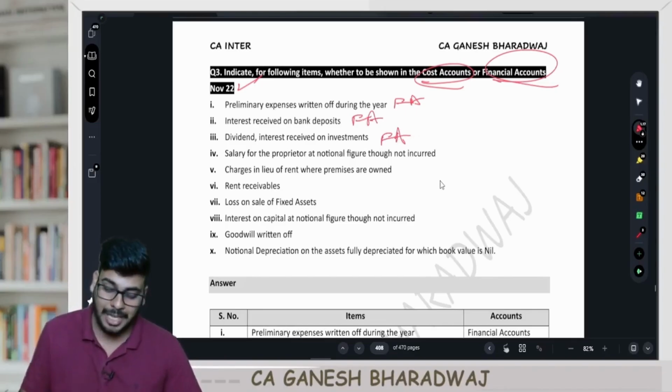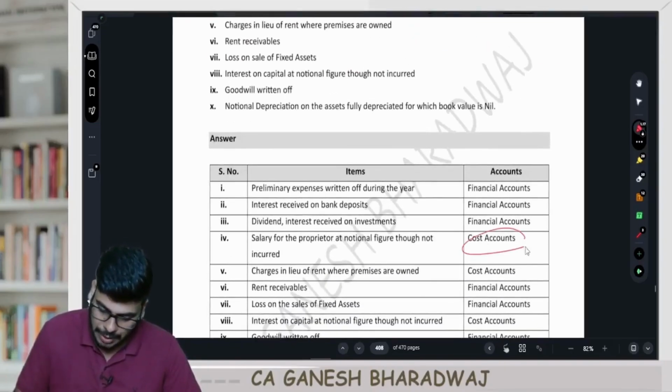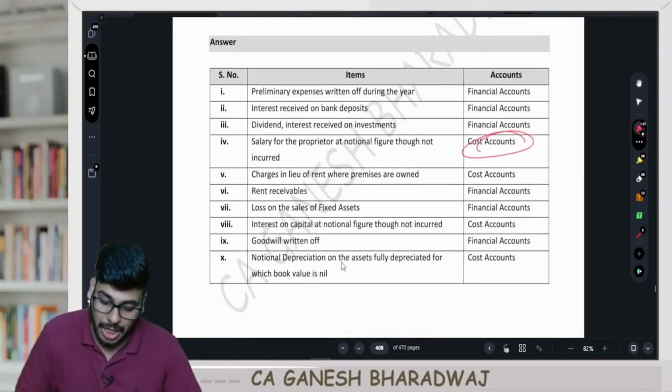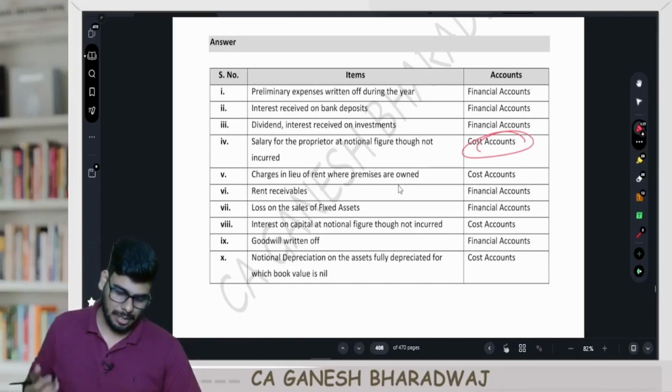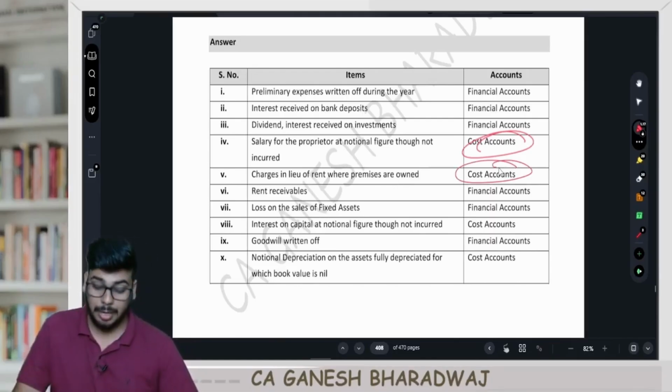Salary for proprietor at a notional figure though not incurred. So if at all it comes, I have an option in costing. Clear with this? That's what they have also given, costing. Then charges in lieu of rent where premises are owned, which means what? This is also a notional rent only. Own premises, opportunity cost. If at all it comes, it can come in cost accounts.